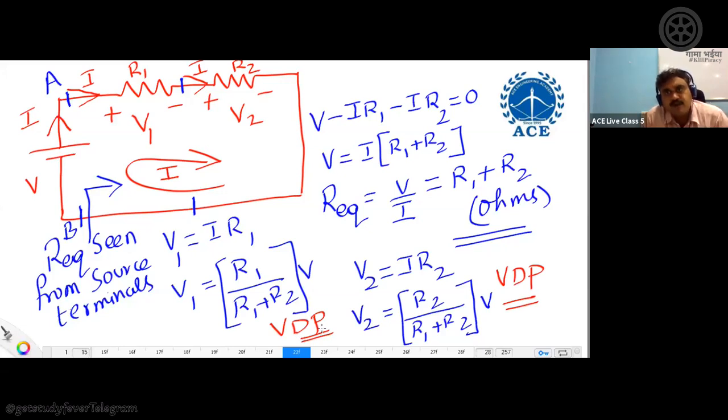Similarly, if you want to find V2, what is the voltage on resistor R2? First write R2 divided by R equivalent seen by the source, multiplied by source voltage V. That's all. So this is what is called the voltage division principle. We will be using this very frequently in coming classes also. This is the exact meaning of voltage division principle.